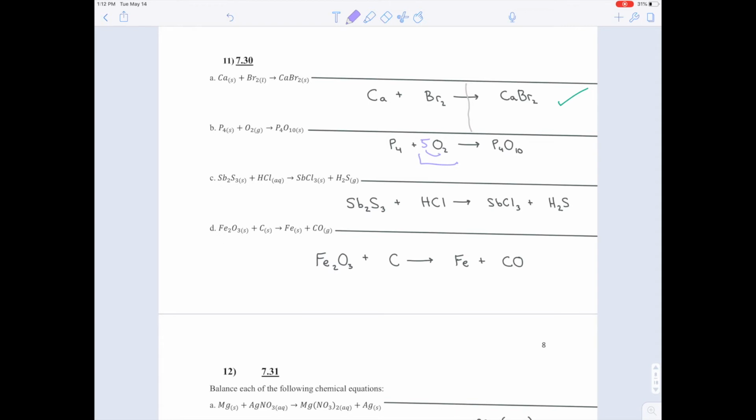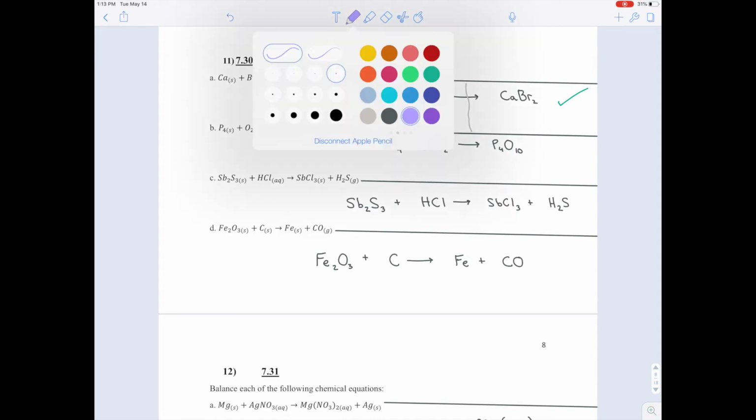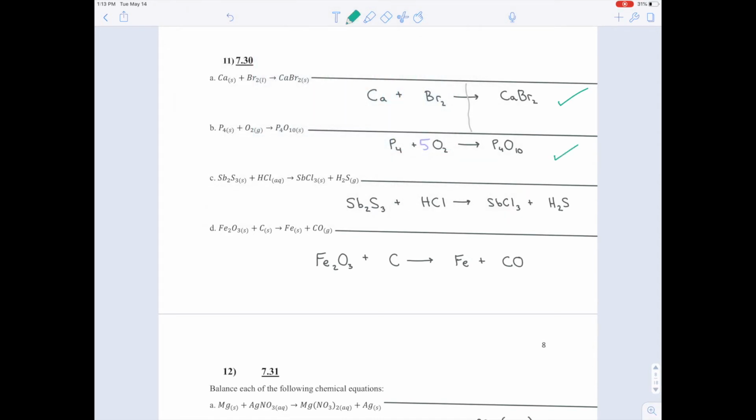5 times 2, so 10 oxygens on the left, 10 oxygens on the right. All of the elements are balanced, so this overall equation is balanced.